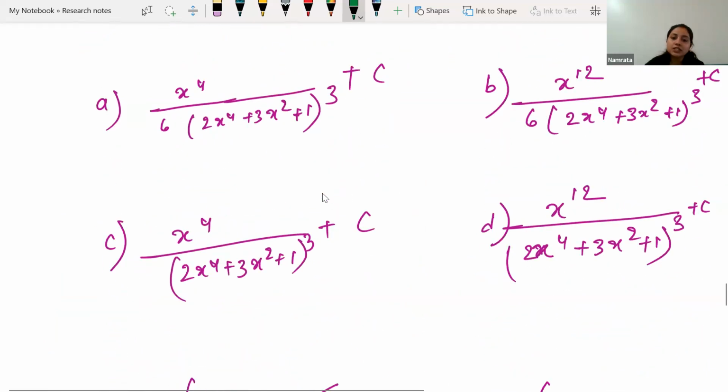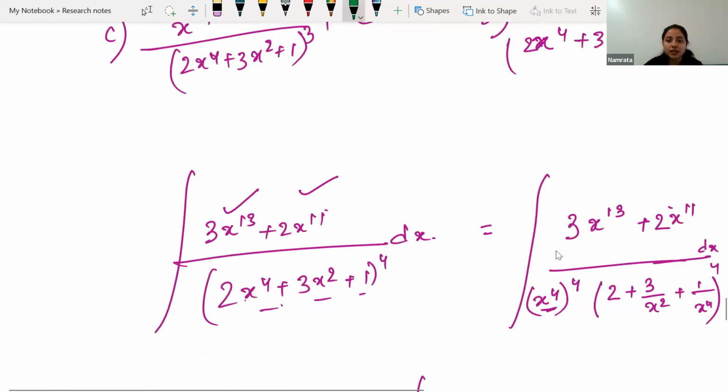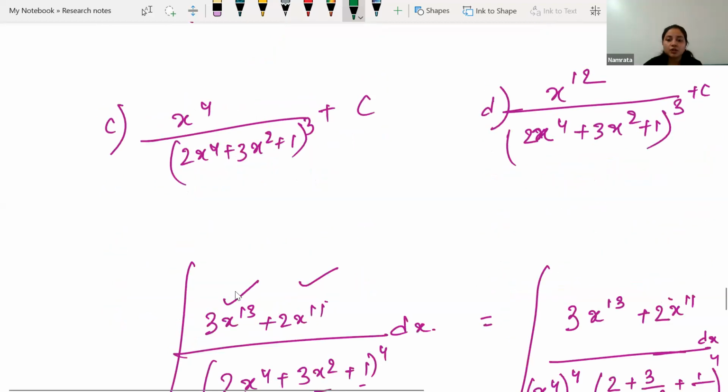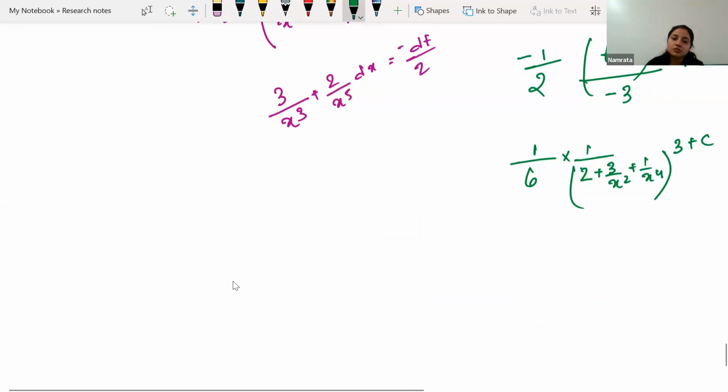Okay, that means we still need to simplify it, because in the option the denominator's term is not rational. Here we are not having the rational term for the denominator. That means we have to do the simplification, and whatever is extra will be shifted to the numerator's part. So we will be having 1 by 6 as it is.